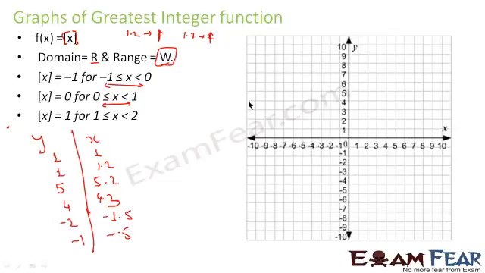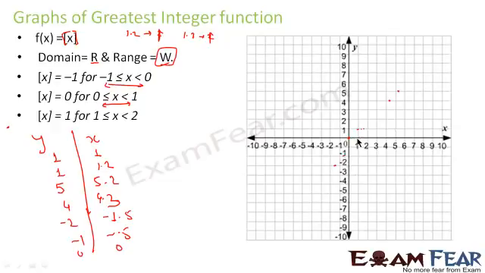Now let's plot these points. We'll take 0 also. x is equal to 0, y is equal to 0. So (0, 0) is one point here. When x is equal to 1, y is equal to 1. When x is equal to 1.2, y is equal to 1. x is equal to 5.2, y is equal to 5. x is equal to 4.3, y is equal to 4. x is equal to -1.5, in this range, y is equal to -2. x is equal to -0.5, in this range between -1 and 0, it is -1.